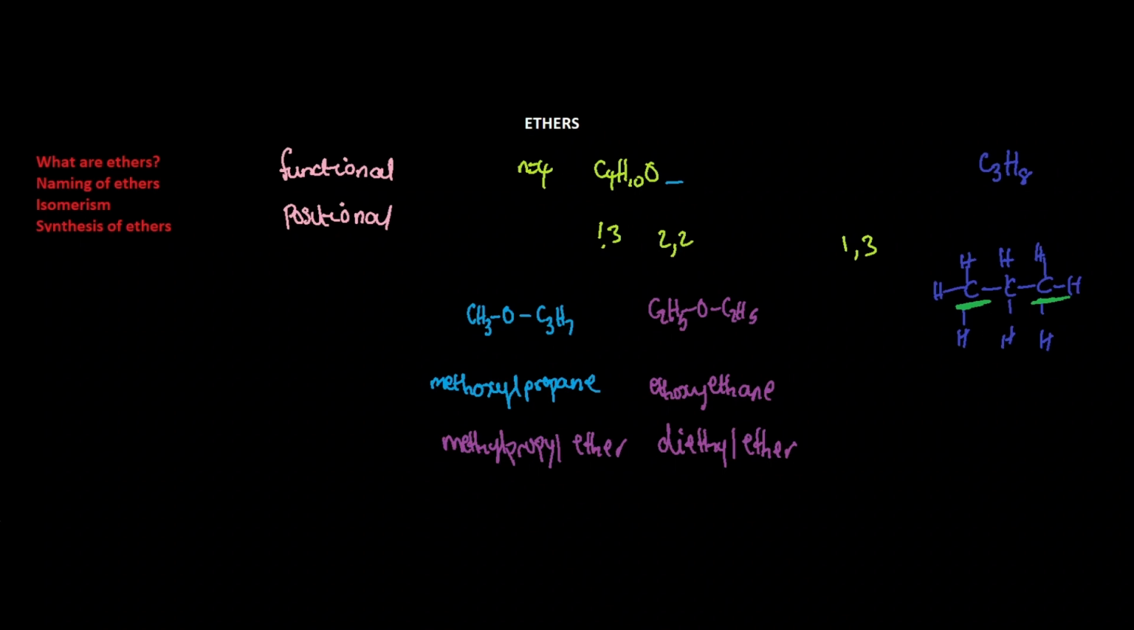So if any one of these hydrogen atoms is removed to form an alkyl, the alkyl that would be formed would be propyl. Okay, so if this hydrogen atom is removed, then we would have something that looks like CH2, CH2, CH3. Now this alkyl is a propyl.